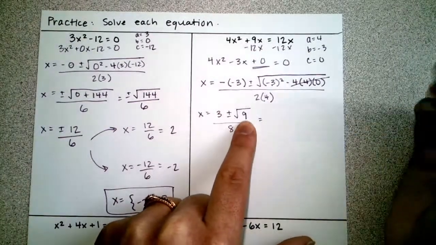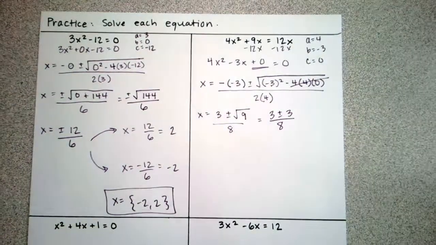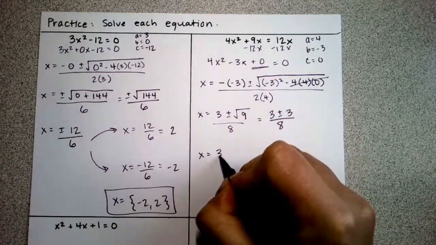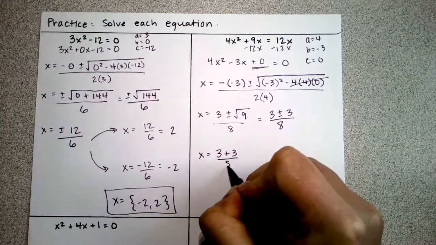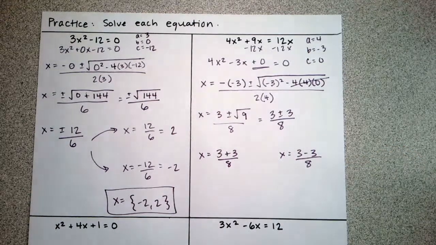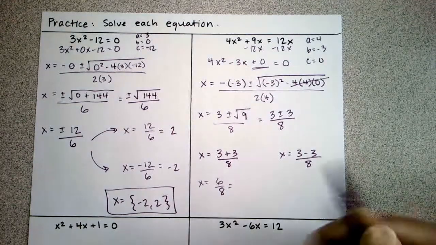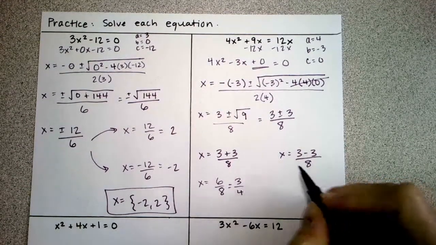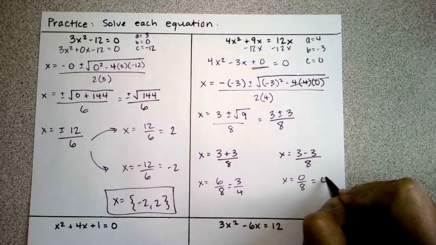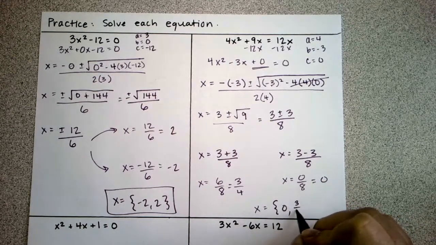We know that the square root of 9 is 3, so it's 3 plus or minus 3 over 8. Now we're ready to split into two equations, so one of them is with the plus sign, and one of our answers is with the minus sign. In this one we get x equals 6/8, which can simplify to 3/4. And this one we get x equals 0 over 8, which is just 0. So our solution is 0 and 3/4.